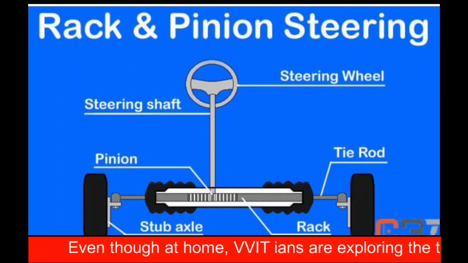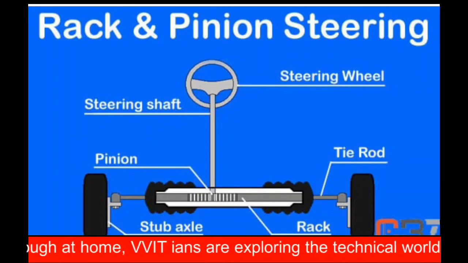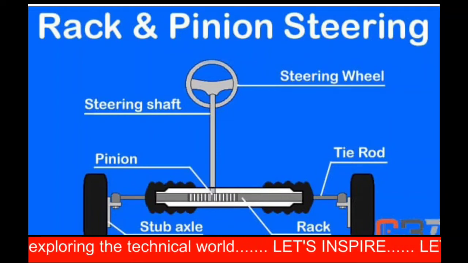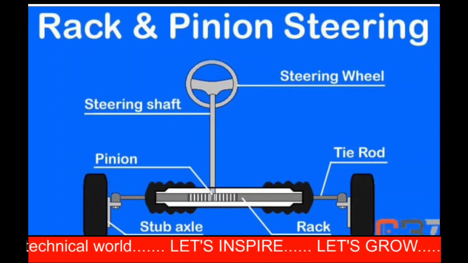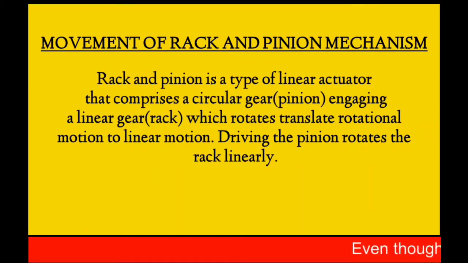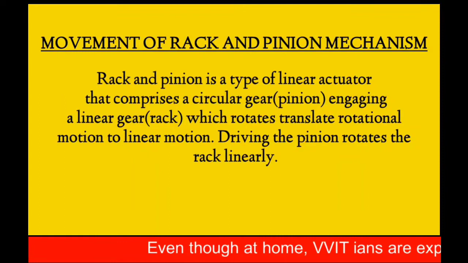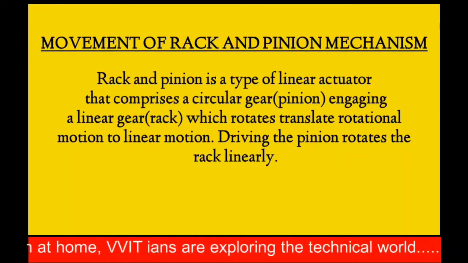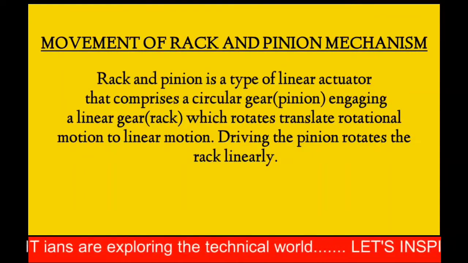The main components of the rack and pinion mechanism are steer shaft, universal joint, pinion, rack, tie rod, ball joint, steering arm and the stub axle. The movement of rack and pinion steer mechanism: a rack and pinion is a type of linear actuator that comprises a circular gear known as the pinion engaging a linear gear known as the rack, which operates to translate rotational motion into linear motion. Driving the pinion into rotation causes the rack to be driven linearly.